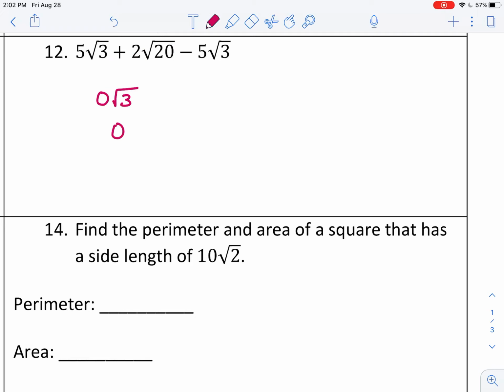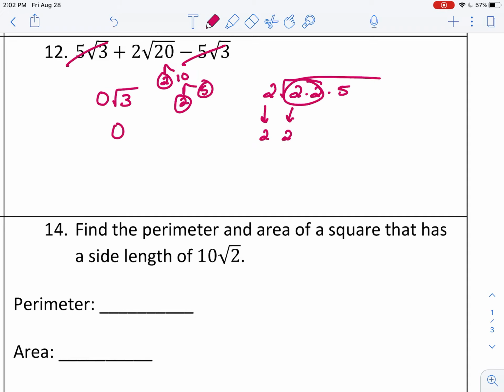Except for the 2 root 20. So essentially, these cancel each other out. I'm left with my 2 root 20. I'm going to break apart my 2 root 20. So I'm going to find 2, 2, and 5. So I'm going to rewrite the whole thing. There's still a 2 out front. My 20 becomes 2 times 2 times 5. Pairs make perfect squares. Number stays out front. Leftover guy is still leftover.